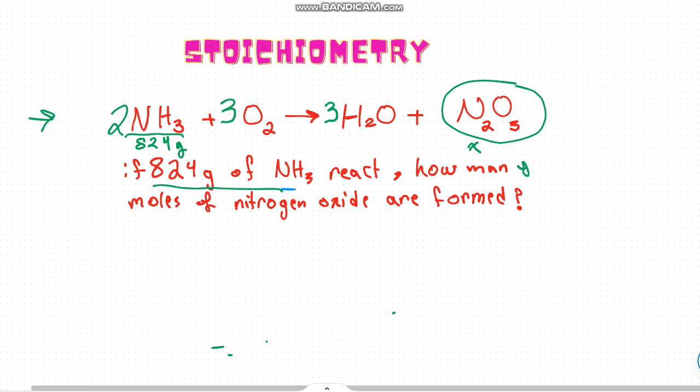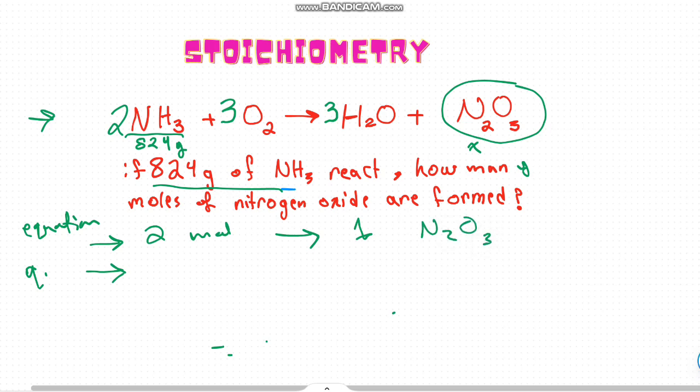We have to write the ratio in 2 steps. Step 1 from the equation and step 2 from the question. Okay, step 1. There is 2 mole of ammonia that gives 1 mole of nitrogen oxide. This is given from the balanced equation. That's why you have to balance it.